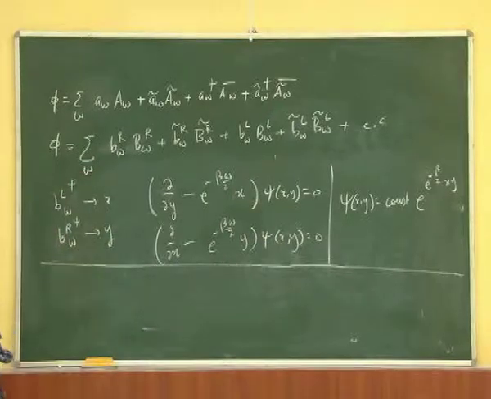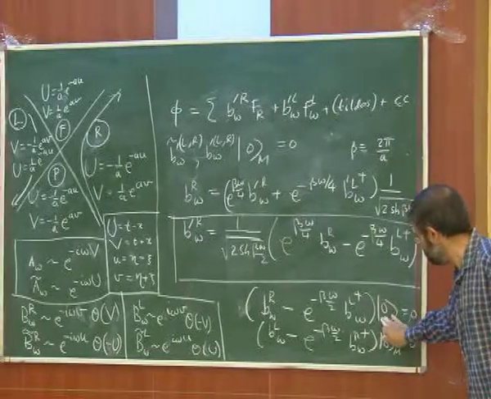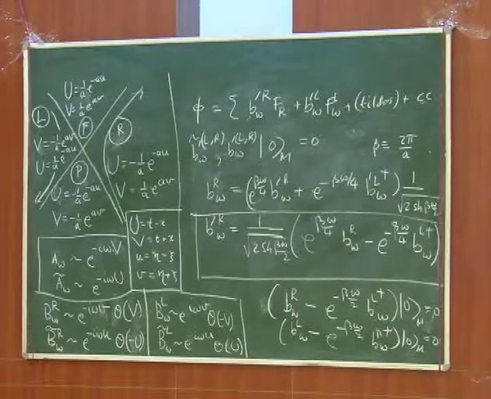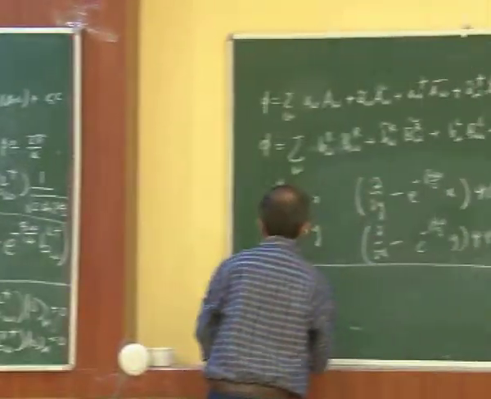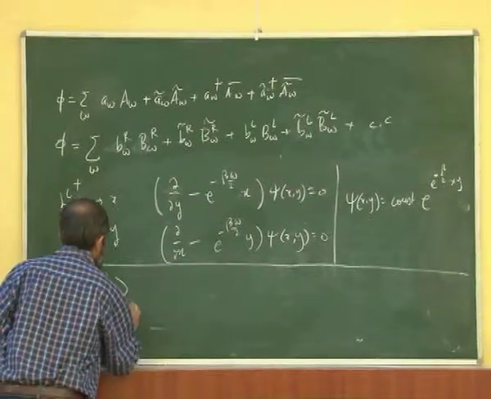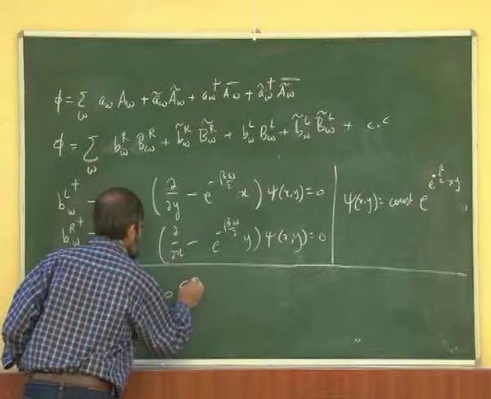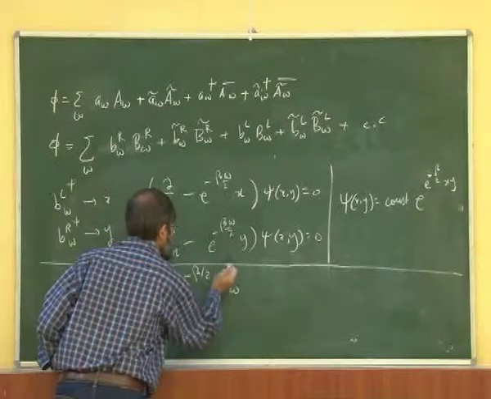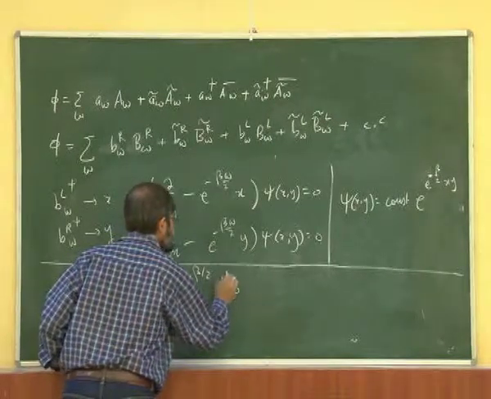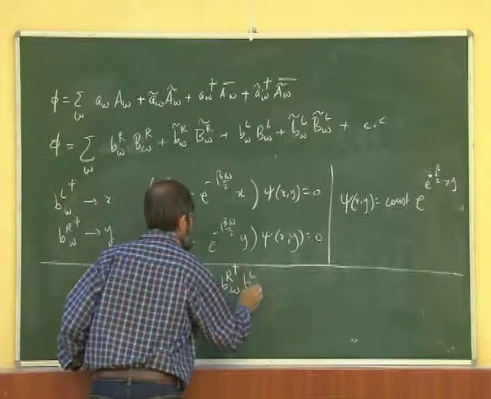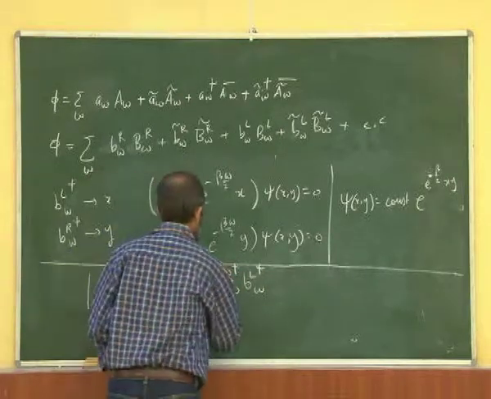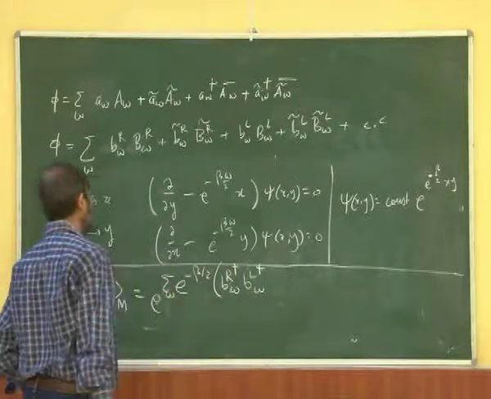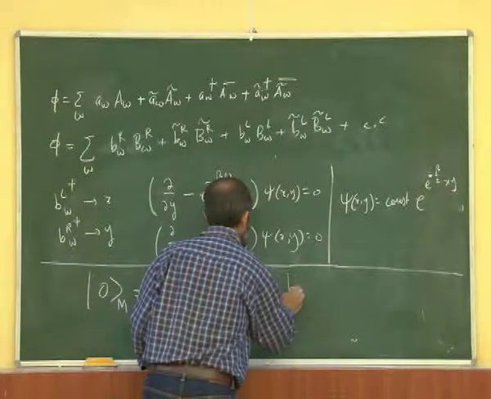So I'm interpreting this guy as a wave function of the B daggers. That's the idea. This result, exactly this, gives me the vacuum, and similarly this happens for all the modes. So you put a sum over omegas, and similarly there are tilde terms.